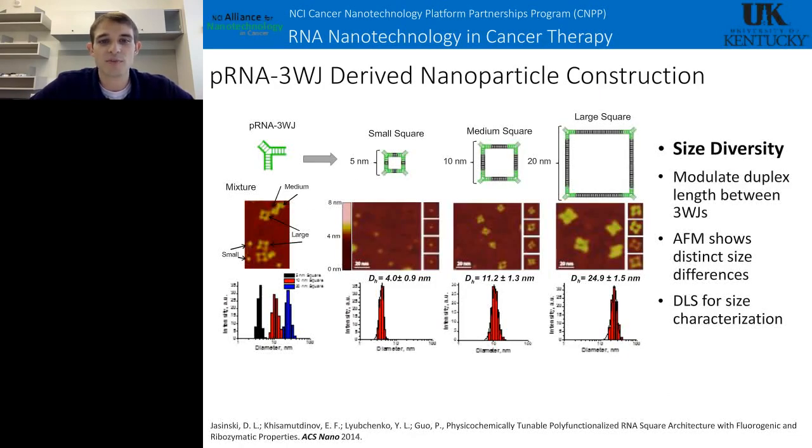And so we've also been able to very finely control the size of these nanoparticles based on the number of nucleotides alone. So if you see, you can start with the pRNA three-way junction, and we created a small square, a medium square, and a large square, all designed on a computer to be 20, 10, and 5 nanometers respectively along the edge from large to small.